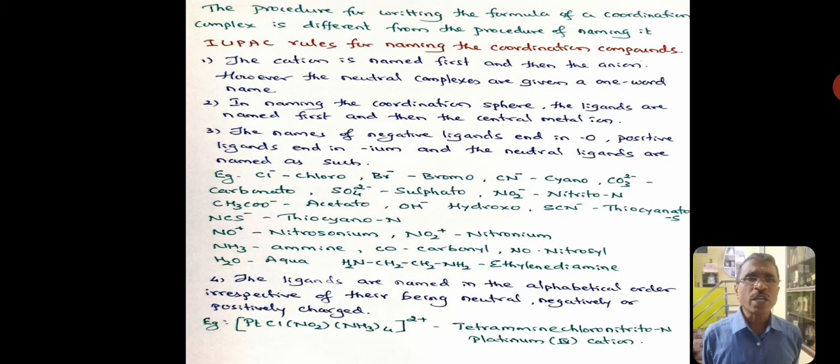Now, in the example I have written below, [Pt(Cl)(NO₂)(NH₃)₄]²⁺, while writing the formula, I have written the negative ligands first and the ammine ligand, that is a neutral ligand, later on. But while reading this, we should name tetraammine first because ammonia, A, comes first there. Hence, tetraammine chloro nitrito-N platinum(IV) cation.